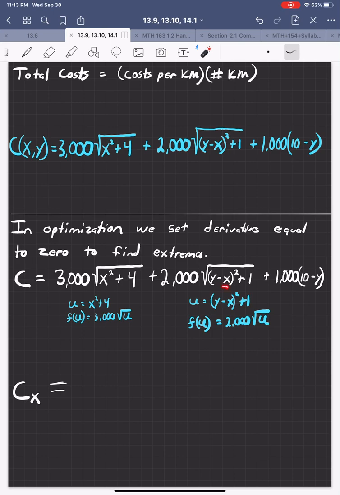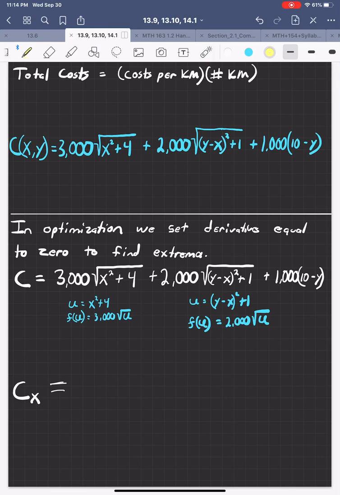Same thing over here. You're letting u equal that y minus x squared plus 1. F of u would be 2,000 square roots of u. Just remember that when you take u prime, my apologies, when you take u prime, you are still treating y as a constant, right? So make sure that when you take u prime, you're still treating y as a constant.